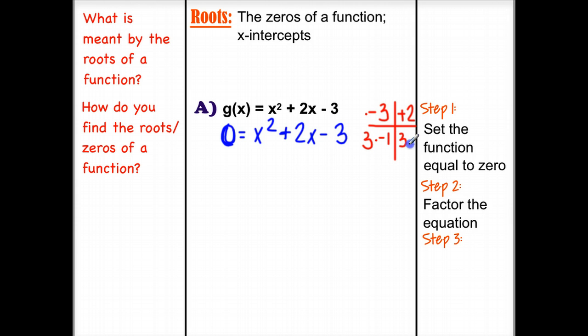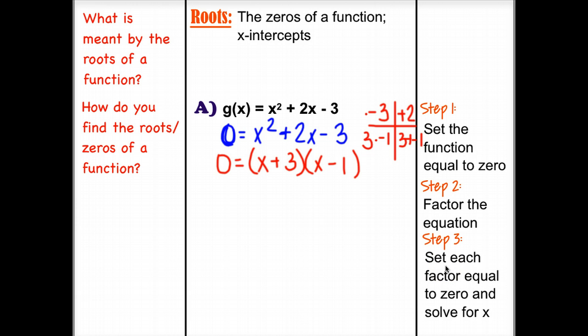And 3 plus -1 does in fact work because it adds to 2, which means that we have 0 equals our two binomials. And I know that the only way to multiply to get x squared is x times x. And then we have a positive 3 and a -1. So now my polynomial is factored. Our next step, and our final step, is going to set each factor equal to 0 and solve for x.